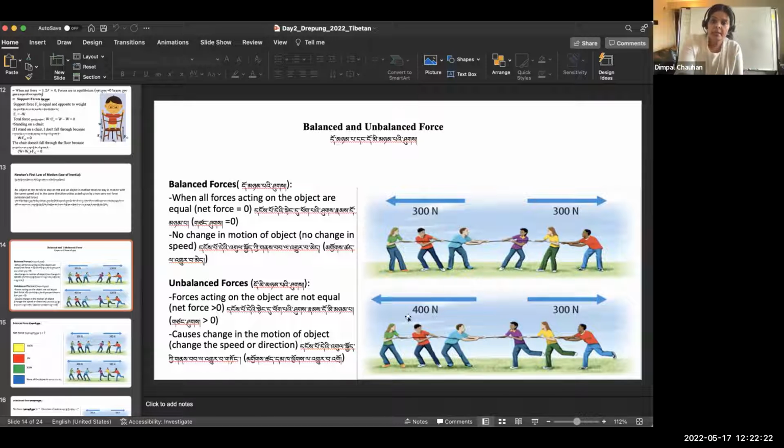So this is an example of unbalanced force, because the forces acting on the object are not equal and the net force is not zero here.